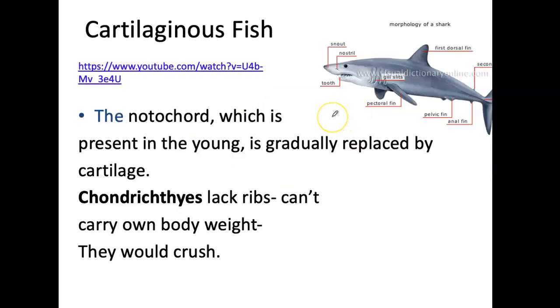Cartilaginous fish come first. The notochord, which is present in the young, is replaced by cartilage. So these guys don't have true bone, they have cartilage. So they're going to be called chondrichthyes. Chondrichthyes lack the ribs. They really can't carry their body weight if they were on land, because they would totally crush. So sharks are within this group.